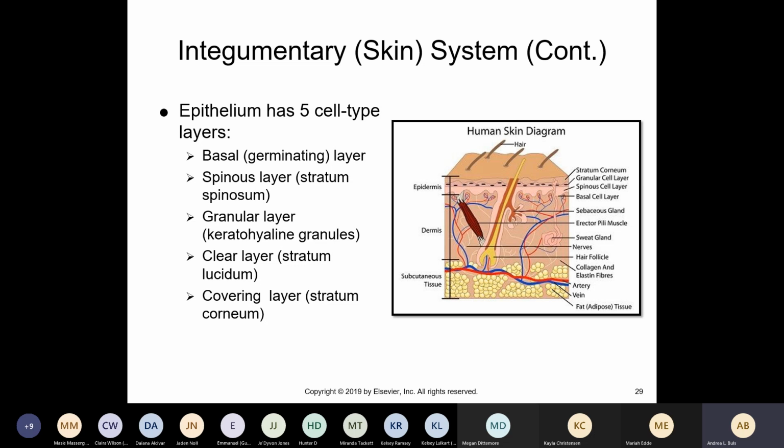So if we were going from the deepest layer to the most superficial, that's how these are listed. So we've got the basal layer. They call that also the germinating layer because, again, remember that's where skin cells or epithelial cells are being produced, and then they migrate up to the superficial layer, which is the stratum corneum. So we've got basal layer, then stratum spinosum, and then the granular layer, and then the stratum lucidum, and then stratum corneum.